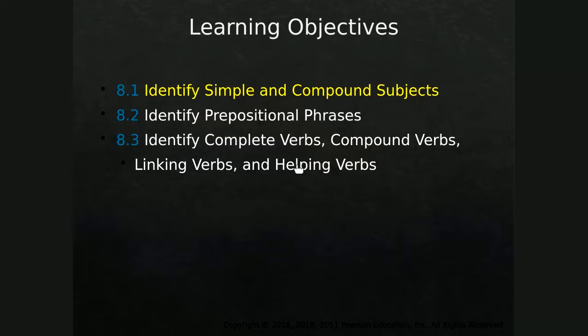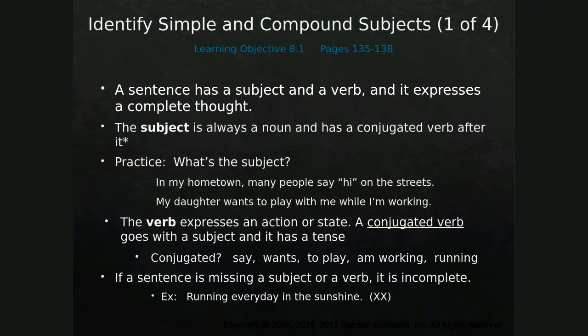If you have a piece of paper and a pencil, I recommend you write down some information here that will help you as we're going. You don't have to write everything you see, but you can take a few notes, or you can take a picture of the screen if you want to. This is coming from pages 135 to 138 in your book. So let's talk about what a sentence is.